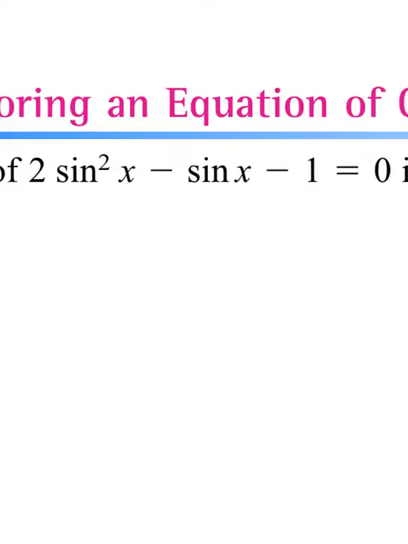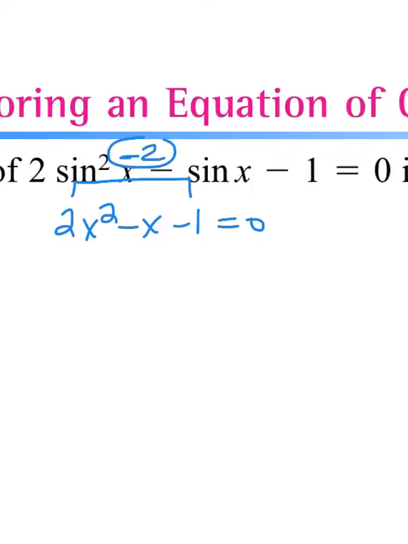It's a factoring problem. I'm going to rewrite it as a normal factoring problem. 2x squared minus x minus 1 equals 0. You don't have to do that. I just like to do that so I can see it a lot easier. How do we factor 2x squared minus x minus 1? Okay, multiply the 2 and the negative 1. So I get negative 2. What are the factors of negative 2 that multiply to give me negative 2, but add to give me negative 1? X minus 2, x plus 1.